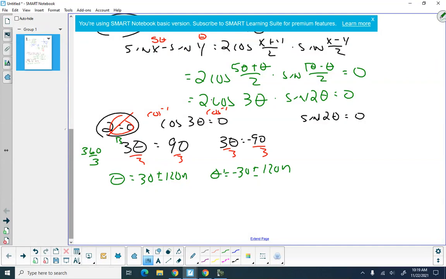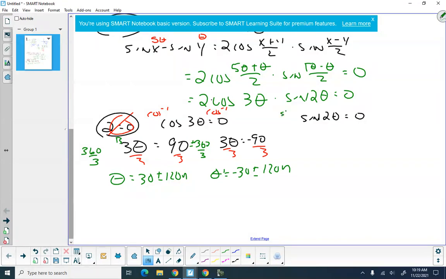Or you can think about it this way also. This is what we talked about the other day. I take the inverse cosine. Inverse cosine is 90 plus or minus 360n. Well, I can divide everything by 3. That will give me my 120 here. So that's another way of just thinking about it.